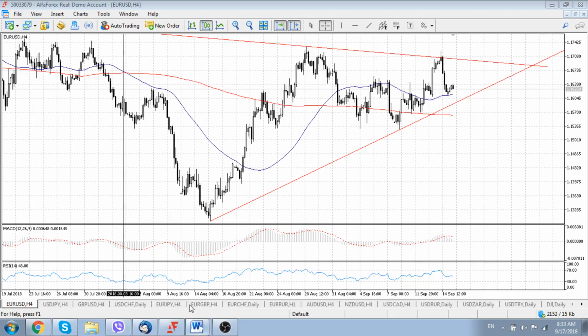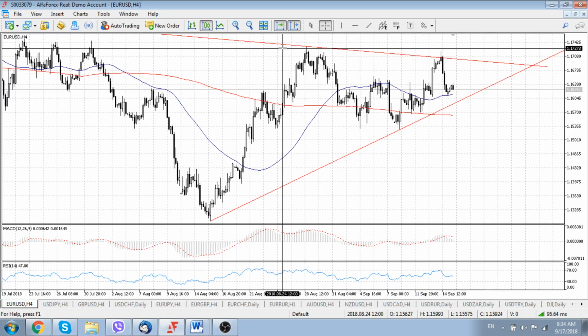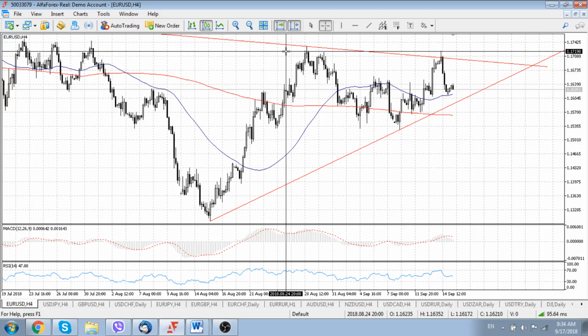That's why we suggest moving up our stop profit level on the existing long from 115.55. We moved it to 115.85 at the moment, and we still expect a possible test of the important barrier around 117.50.